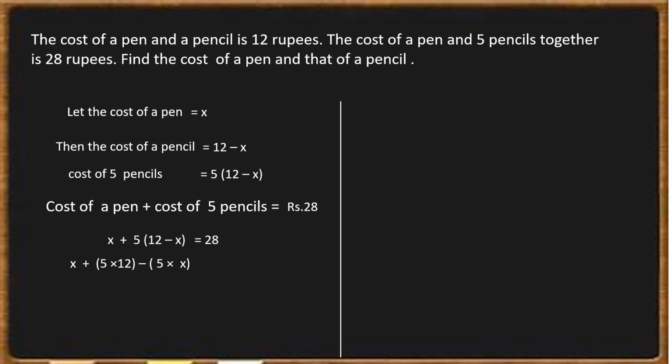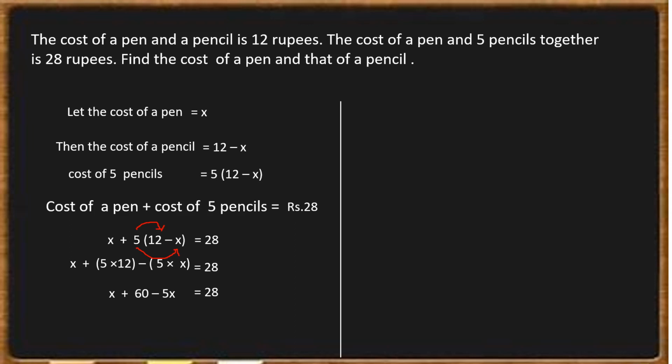What we have done here? We have opened the bracket by multiplying 5 with 12 and 5 with x. So we got x plus 5 into 12 minus 5 into x, which is equal to 28. That is x plus 5 into 12 is 60. You can do the multiplication on your own. Minus 5 into x is 5x. And we get it as 28.